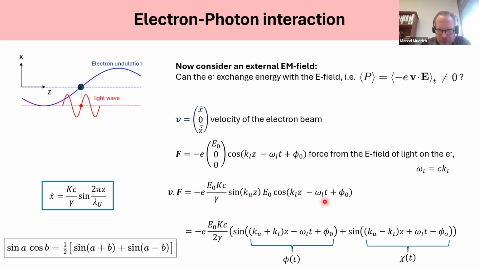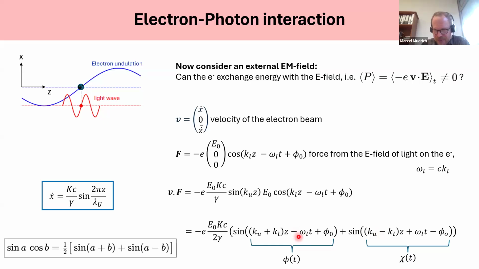For a product between a sine and a cosine, you have to remember trigonometric identities. So sine A times cosine B can be written as sine of A plus B plus sine of A minus B, divided by 2. So we get two contributions, two terms: one with the sum k_u plus k_L, and one with the difference k_u minus k_L.